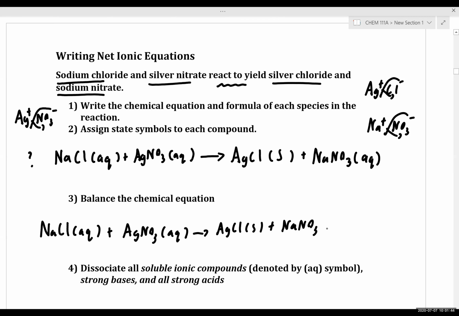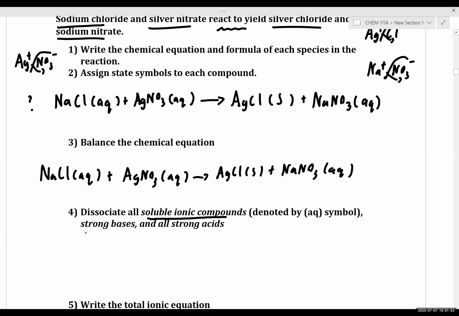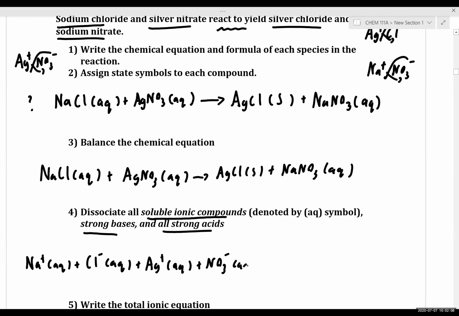Now we're going to dissociate all soluble ionic compounds, strong bases, and strong acids. So sodium chloride breaks down into Na+ and Cl-. Silver nitrate breaks down into Ag+ and nitrate, NO3-, aqueous. Do we dissociate silver chloride?